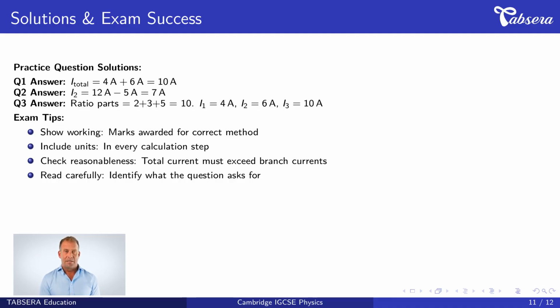Now exam success tips. First, always show your working step by step. Even if the final answer is wrong, you earn marks for correct method. Second, include units in every calculation step. Third, check if your answer is reasonable. In parallel circuits, total current must always exceed individual branch currents. Fourth, read questions carefully to identify exactly what is being asked.